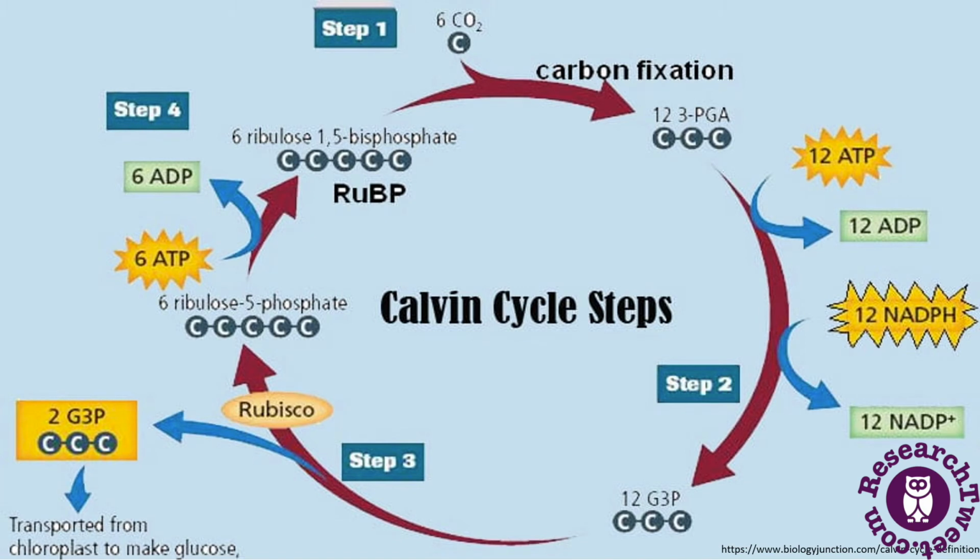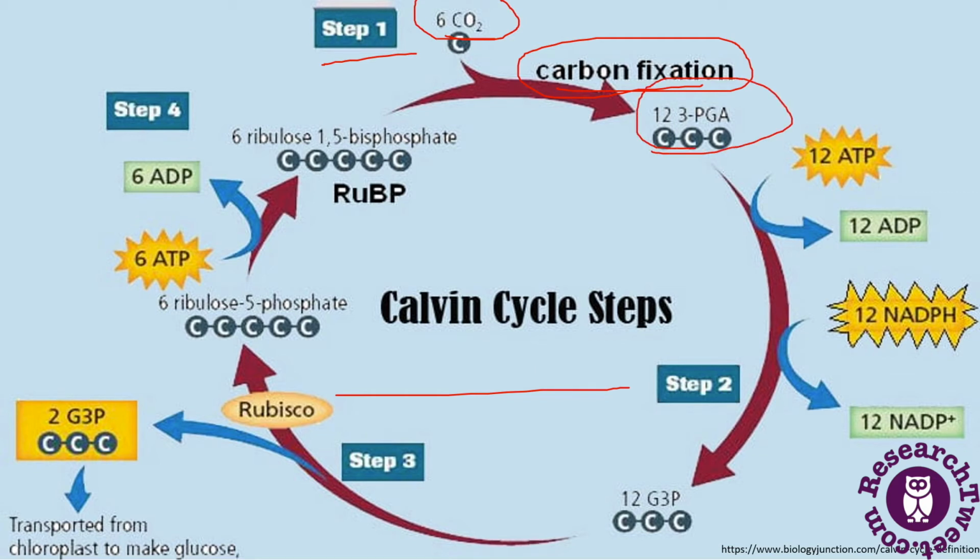This is about the Calvin cycle. Here is a picture depicting how the C3 or Calvin cycle is shown. There are basically 4 steps in the Calvin cycle. The first step is carbon fixation. We have discussed the carbon fixation. It requires 6 CO2 molecules, which will be converted into 12 molecules of 3-PGA, that is phosphoglycerate.